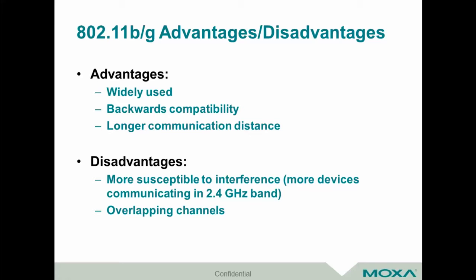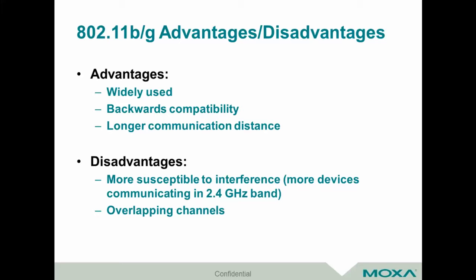Now, some of the advantages and disadvantages of 802.11b and g. The advantages are they're very widely used. There is almost no wireless device in the market today that does not support either 802.11b or 802.11g. There's also a very good backwards compatibility with that family of protocols. So 802.11n is backwards compatible to G, which is backwards compatible to B as well. And again, that longer communication distance because of that 2.4 gigahertz frequency.